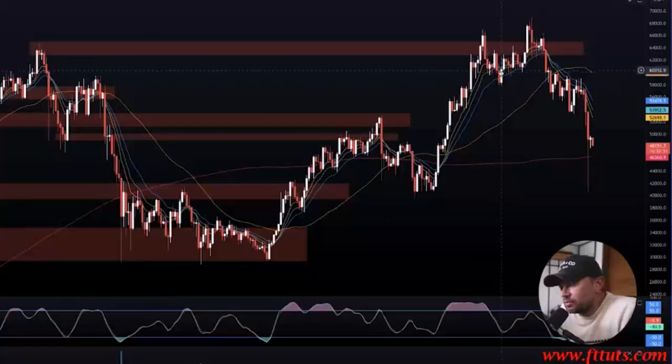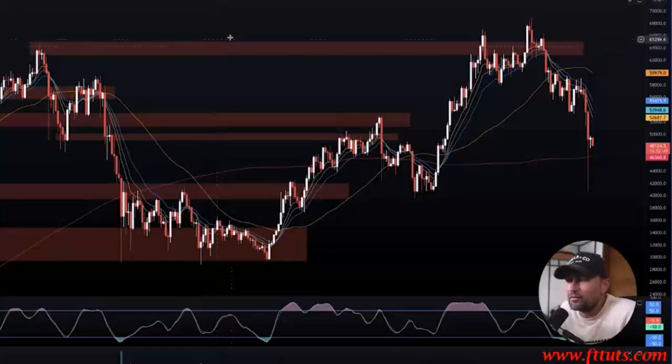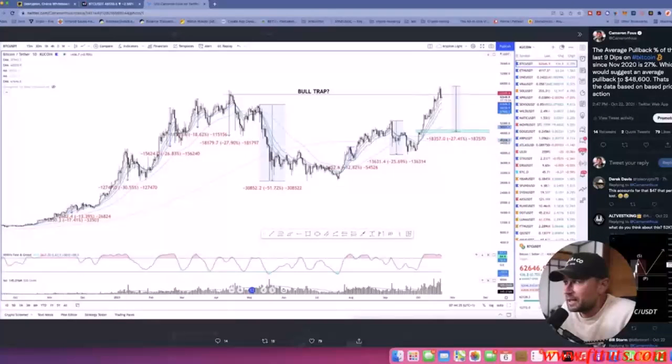That's a bull trap. A bull trap is basically when you see a breakout over the high of a previous zone and then absolutely fail. It looked like this was okay, the top. As I tweeted here on Bitcoin, I said the average pullback of the last 9 dips on Bitcoin since November 20th is 27%, which would suggest an average pullback to 48,600. That's the data based on price action.